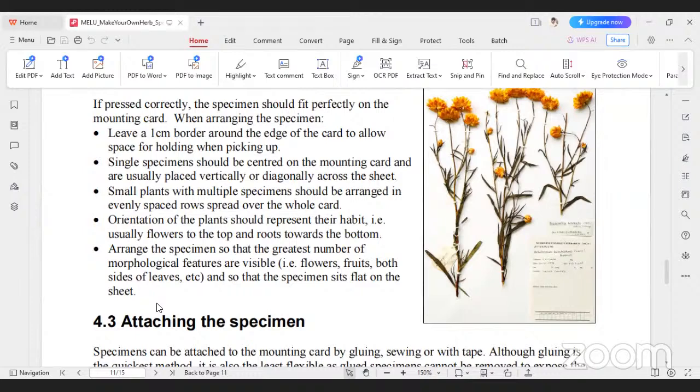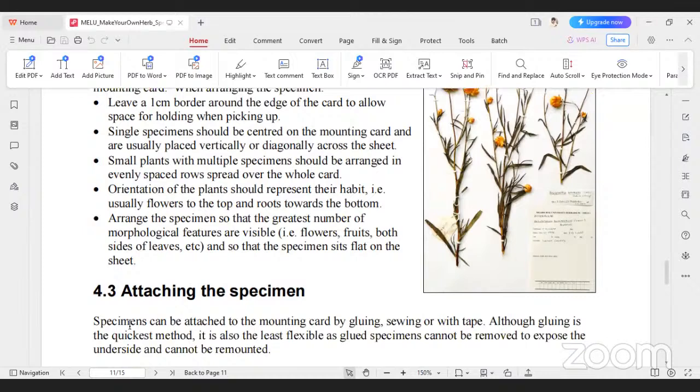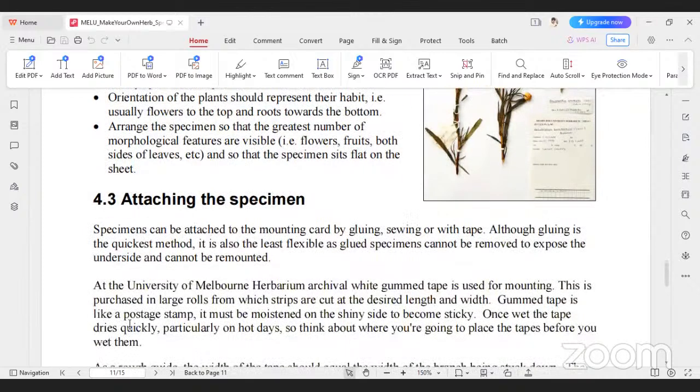Attaching the specimen. The specimen can be attached to the mounting card by gluing, sewing, or using tape, although gluing is the standard. At the University of Melbourne Herbarium Archival, white gummed tape is used for mounting. This is purchased in large rolls from which strips are cut at the desired length and width.